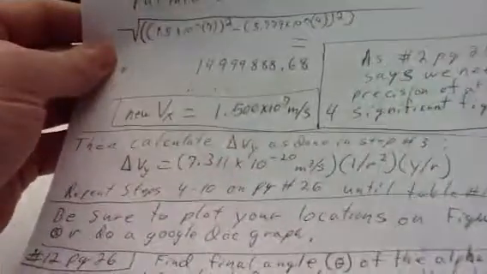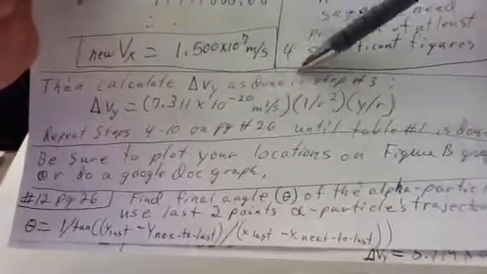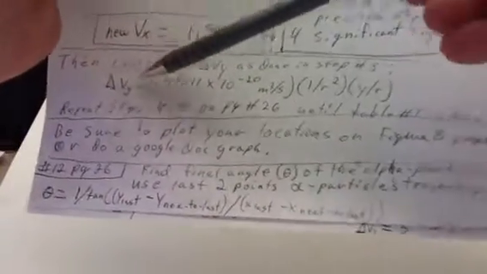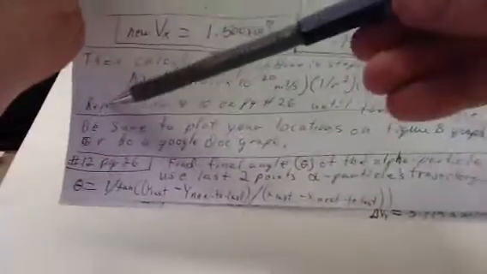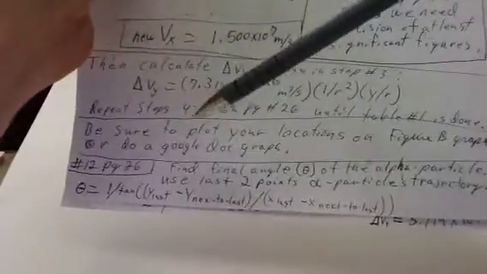Okay? So now you should have all the information you need. Now next, what else do we need here? Then calculate the change in Vy as done in step 3. Remember how that is? That's like this. Remember that big long one? And then repeat steps 4 through 10 on page 26 until table number 1 is done. Then be sure to plot your locations on the B graph, figure B, or do a Google Doc. Remember, that's the B graph I'm talking about right there. You can just plot it there. It seems easier than to do that, but it's up to you.